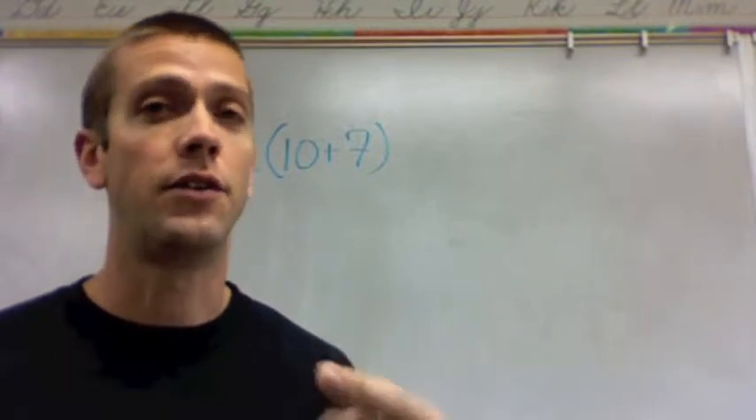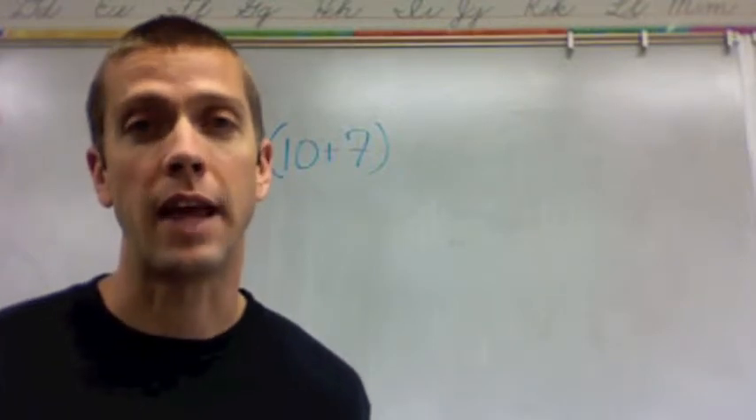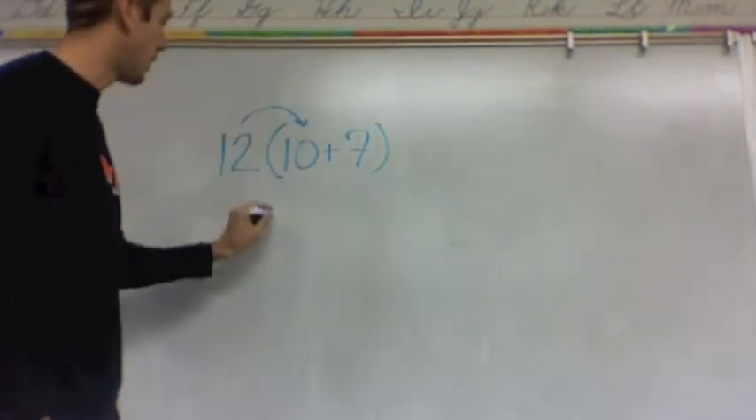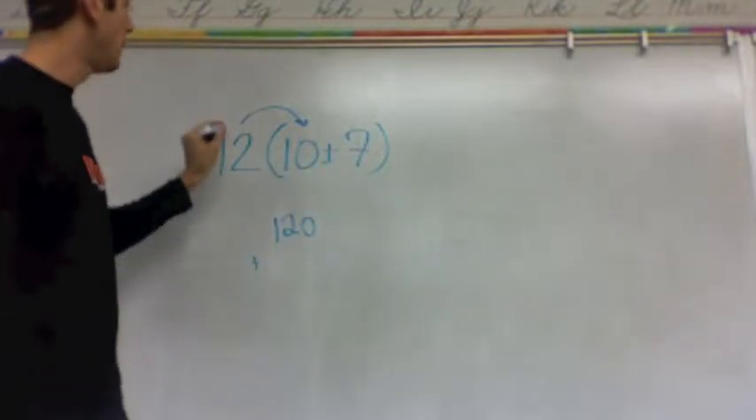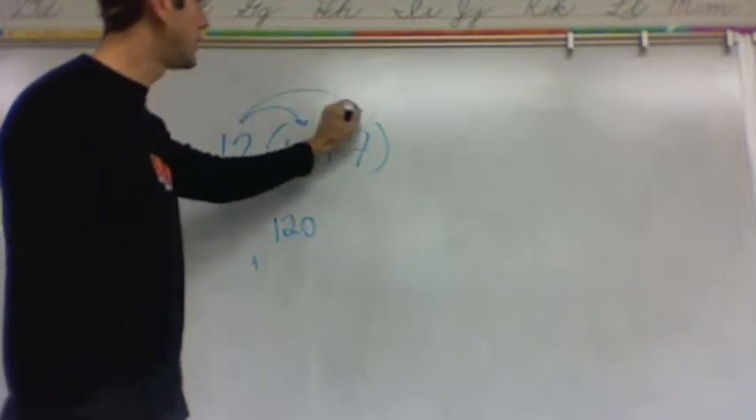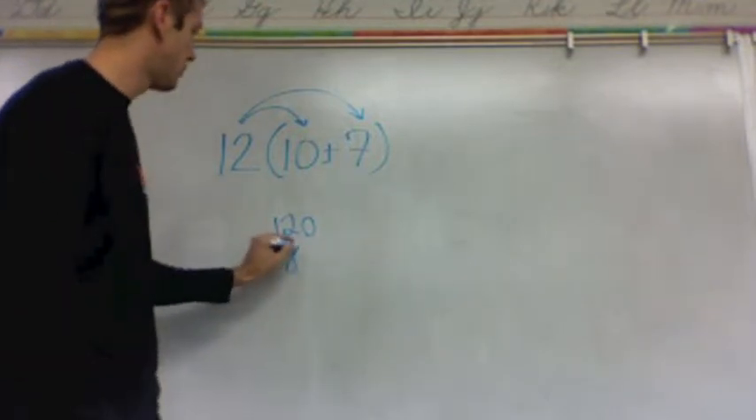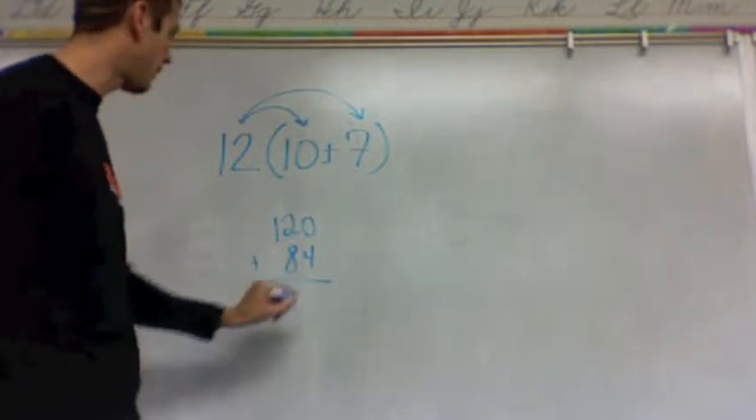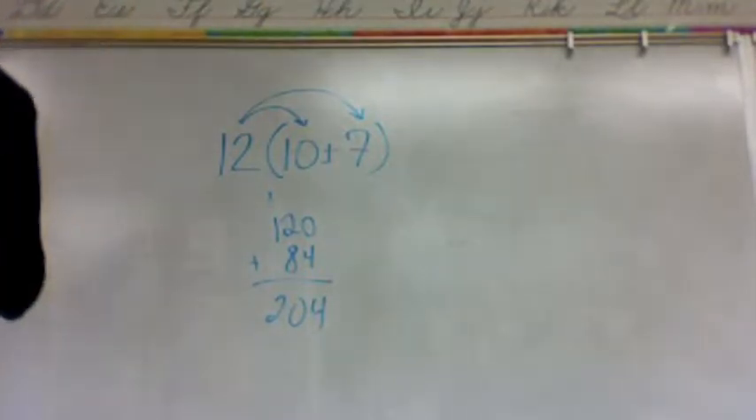However, there's also the distributive property, and you could distribute your 12 to both of the numbers inside and get the same answer. That would look like this. 12 times the 10, then you'll get 120. And then this says plus, so it's an addition problem. Then 12 distributes also to the 7. 12 times 7, is that 84? Well, you get 84. You add both those together. Your answer is 204. Okay?